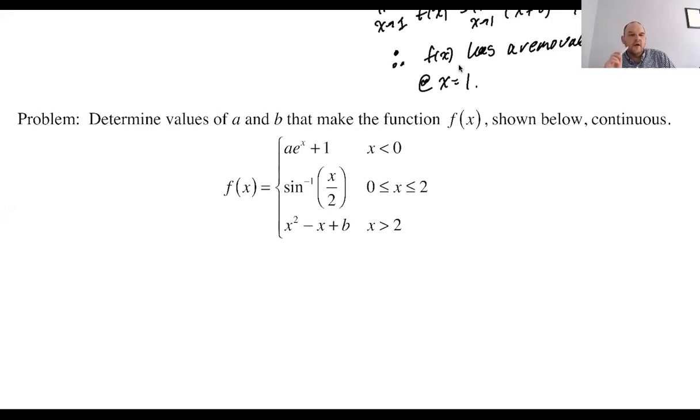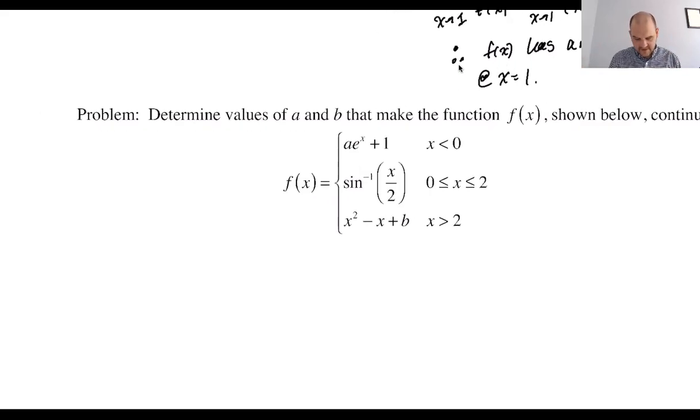So we want to determine the values of a and b that make the function f of x, shown below, continuous. You'll notice immediately there are a lot of piecewise functions when you start doing limits. It's because it just makes it more interesting. You can take a random thing and a random thing, and with piecewise functions, put them together, make the limit exist, make it continuous. That's what we're going to try to do here.